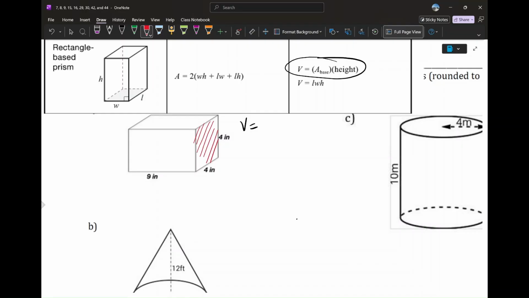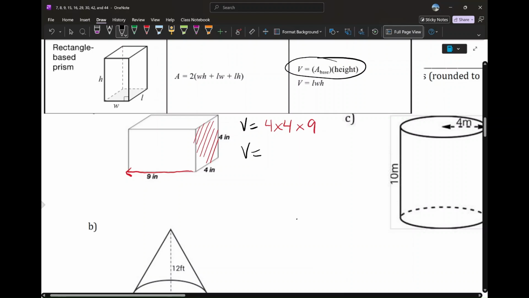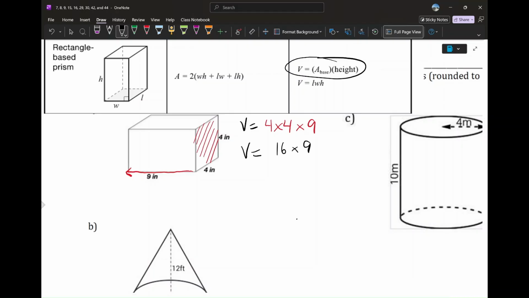So the area of the base would be 4 times 4 times the height, if we think of the height as that way, we can multiply that by 9. So our volume will be 16 times 9. And before you whip out that calculator, let's do the old school way. 9 times 6, 54. 9 times 1, 9, plus 5, is 14. So the volume of this will be 144 square inches.